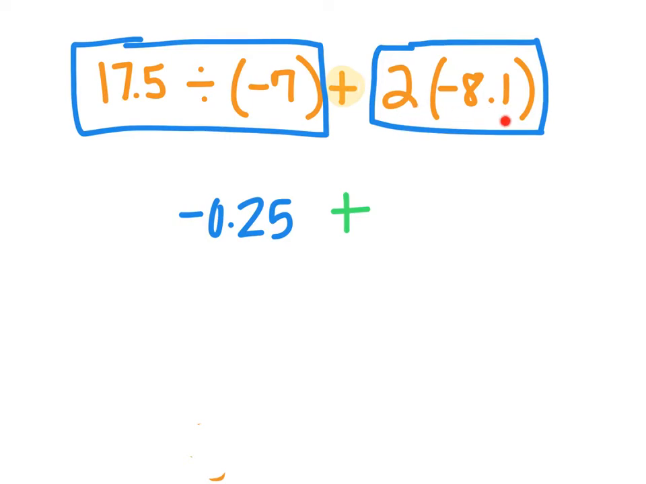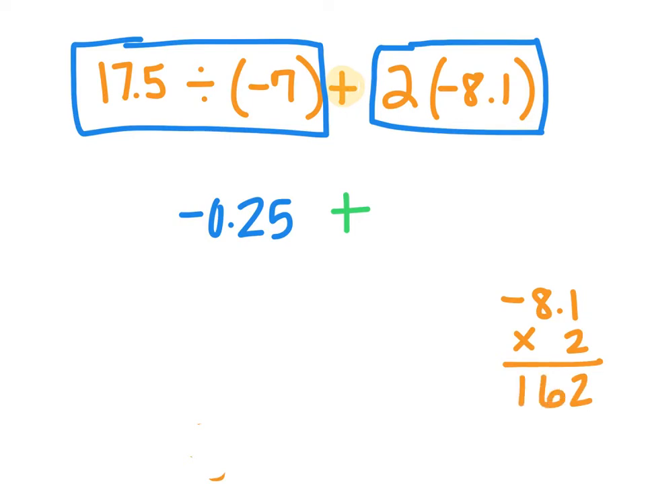2 times negative 8.1. So again, I'm going to come off to the side and I am going to work that out. So negative 8.1 times 2. Remember, you do not need to line up the decimals when you multiply. So 2 times 1 is 2. 2 times 8 is 16. I don't have to do another row.